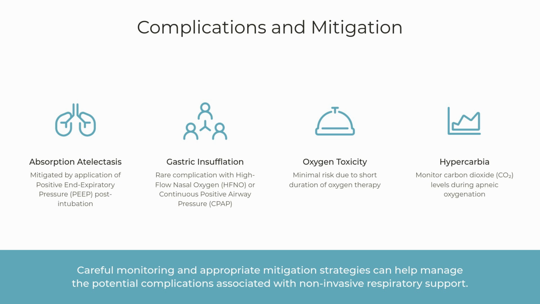Gastric insufflation, where air enters the stomach, is a theoretical risk with positive pressure, but rare with high-flow nasal oxygen or CPAP, and no significant aspiration cases are reported. Oxygen toxicity is unlikely due to the short duration of 100% oxygen use. During apneic oxygenation, hypercarbia, CO2 buildup, is a concern, with levels rising 3 millimeters of mercury per minute after the first minute. Monitoring CO2 helps manage this risk.